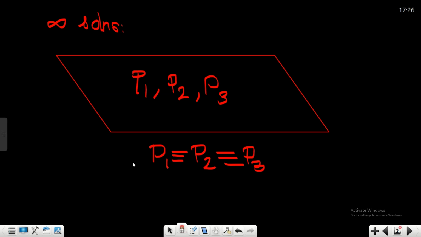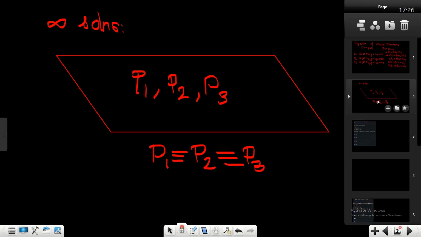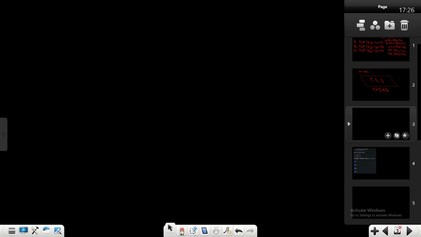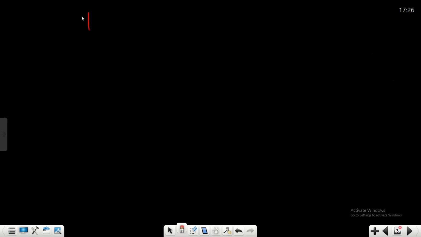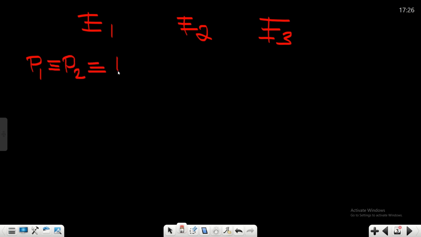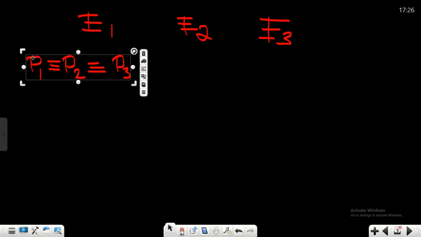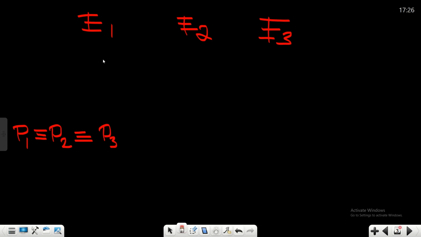Since this is the core logic, what we can say is that if you have a plane P1 which is written in the form of equation E1, plane P2 written in the form of equation E2, and plane P3 written in the form of equation E3, then for infinitely many solutions P1 should be identical to P2 and this should be identical to P3. Okay, so let me rearrange it properly.